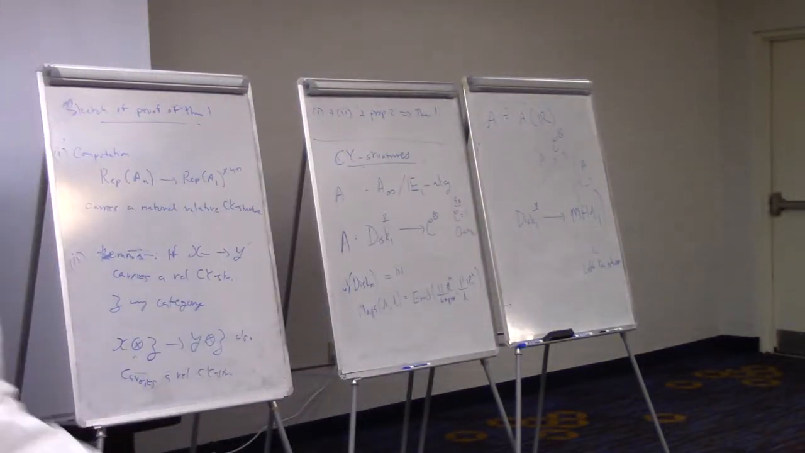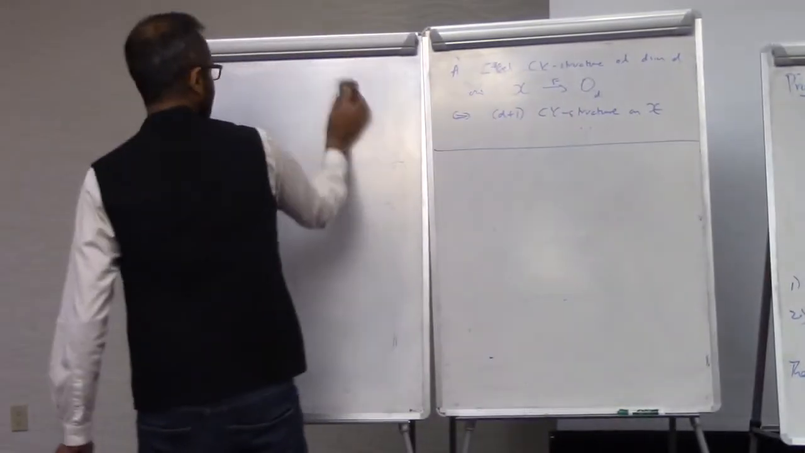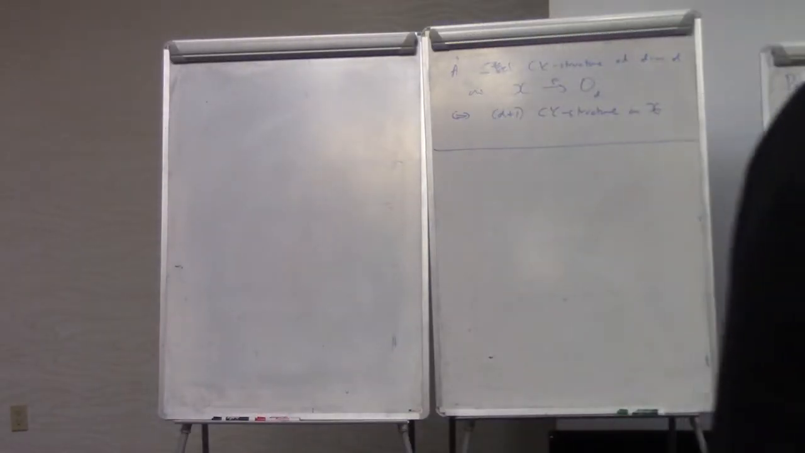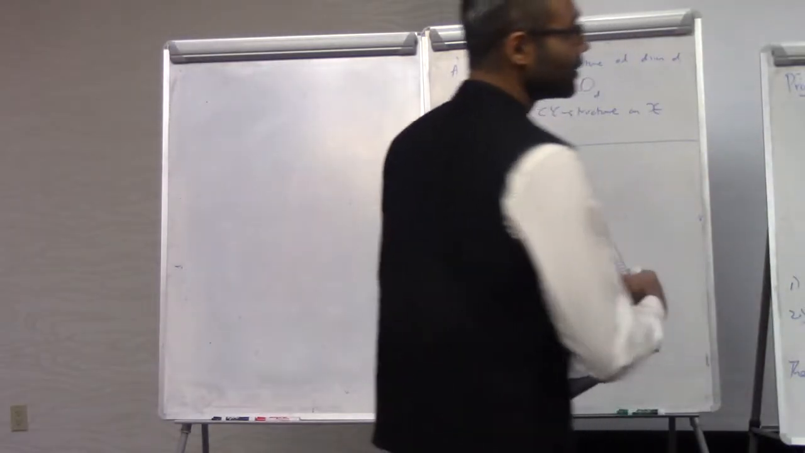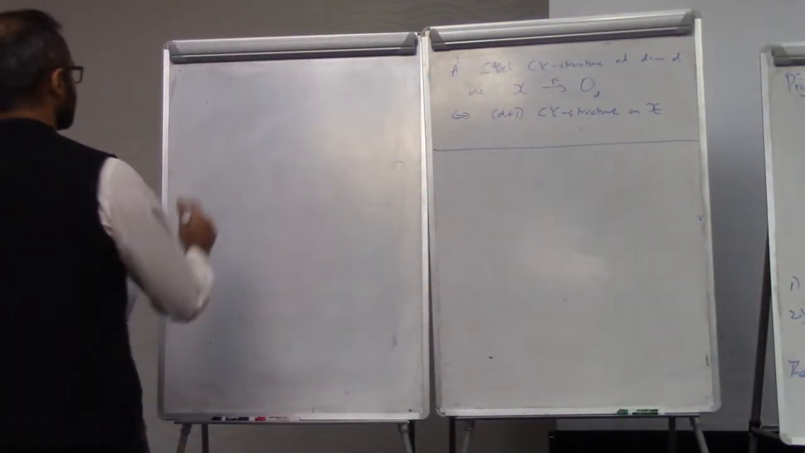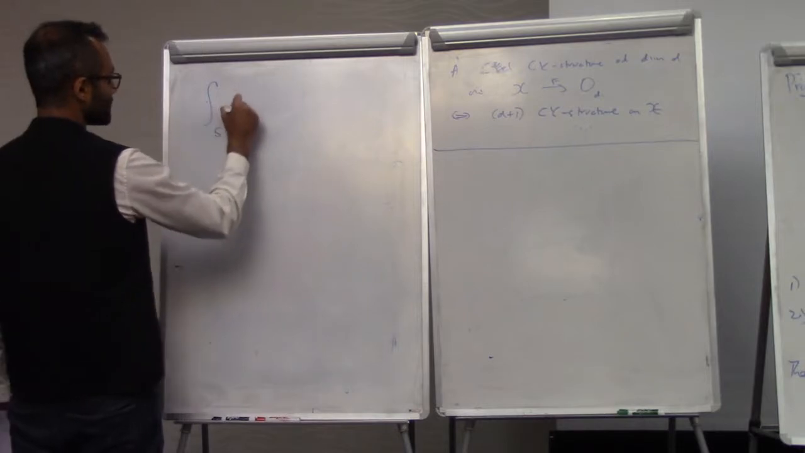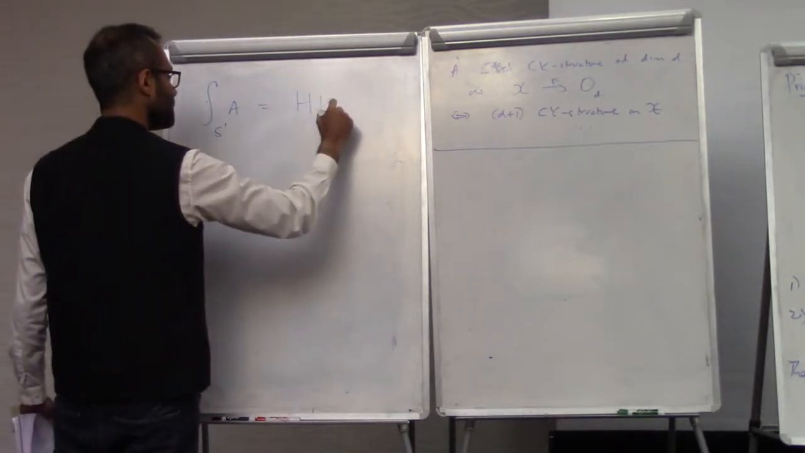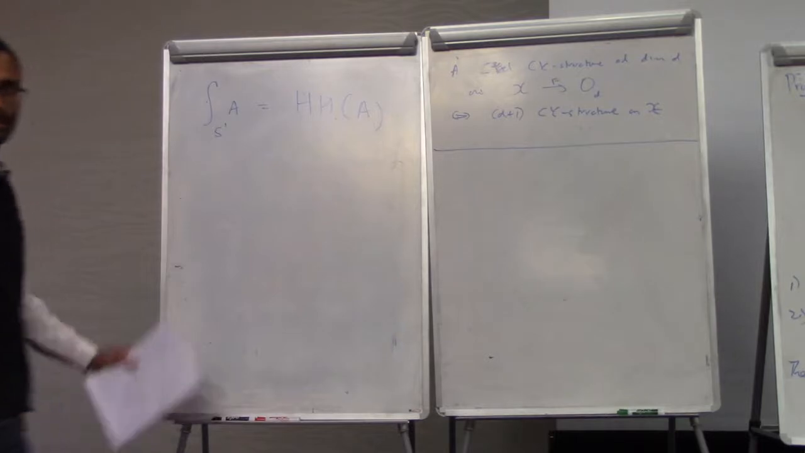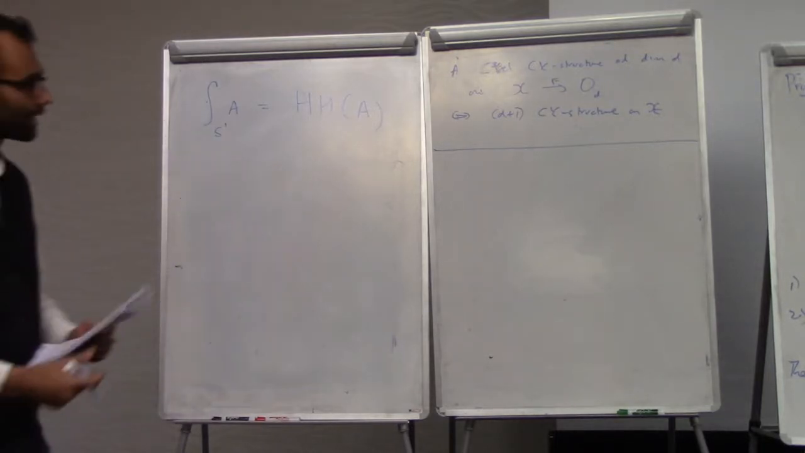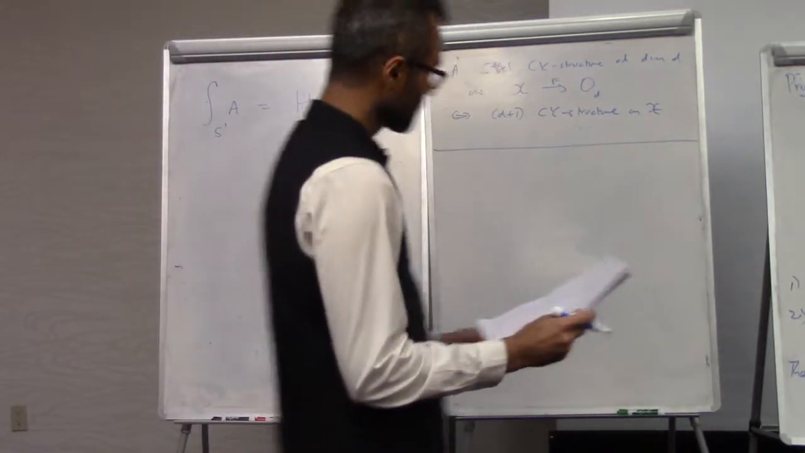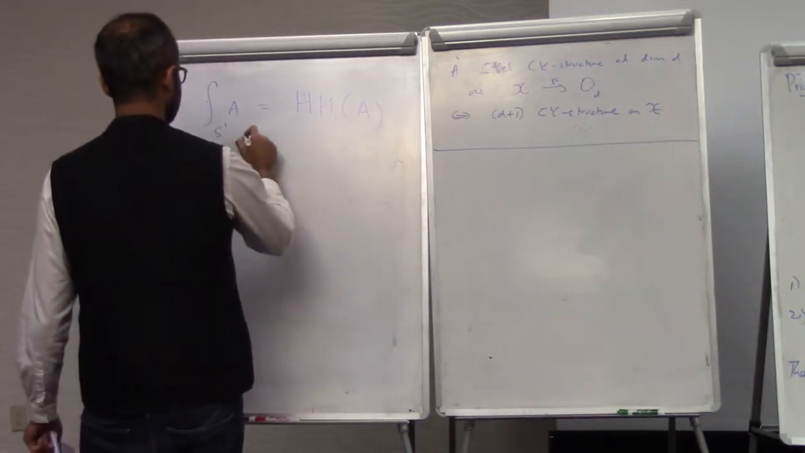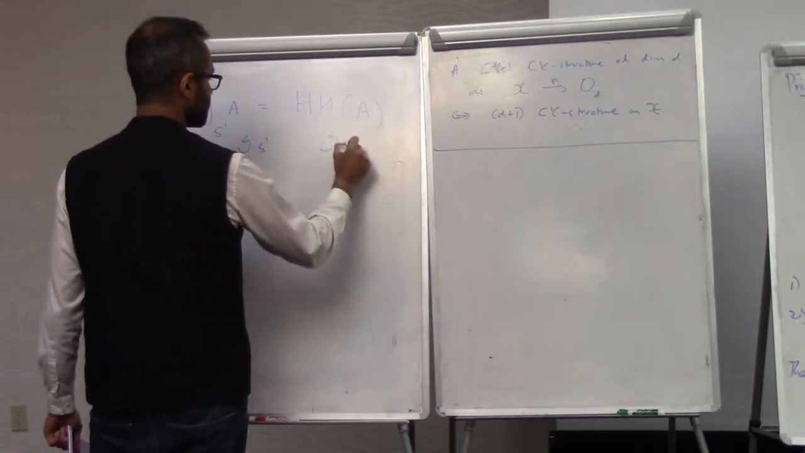Since we're doing 1-manifolds, there aren't very many interesting ones. There's essentially only one interesting compact 1-manifold. So you might ask, what is the value of the integral of A over S1? It has a name: it's called the Hochschild homology of A. This way of presenting it makes manifest the fact that this carries a circle action.